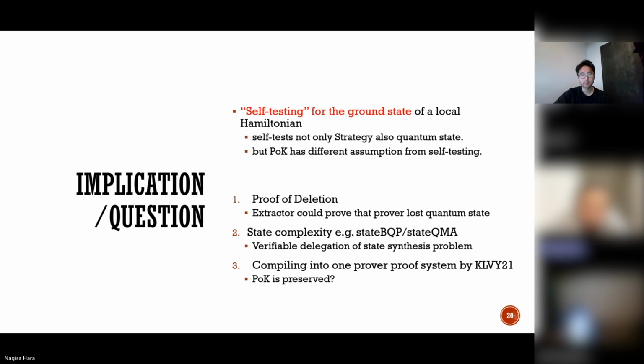Sorry, what did you say about the last thing? What must be preserved? Even if you compile it to the one prover setting, is proof of knowledge still preserved or not? Okay, I thought you were saying that something is preserved manifestly. I misheard, sorry. I'm not sure, but I do believe that it's preserved. I think it's not a difficult question. So that's all. Thank you for listening.